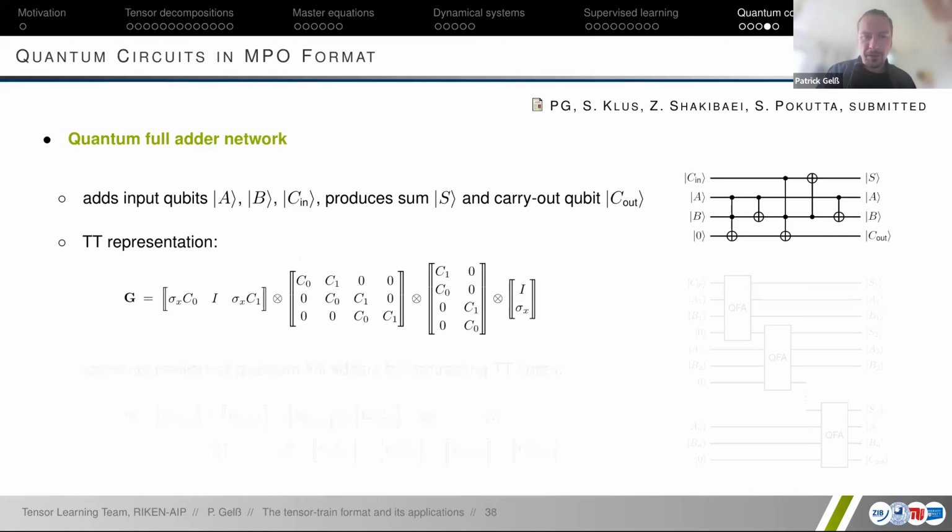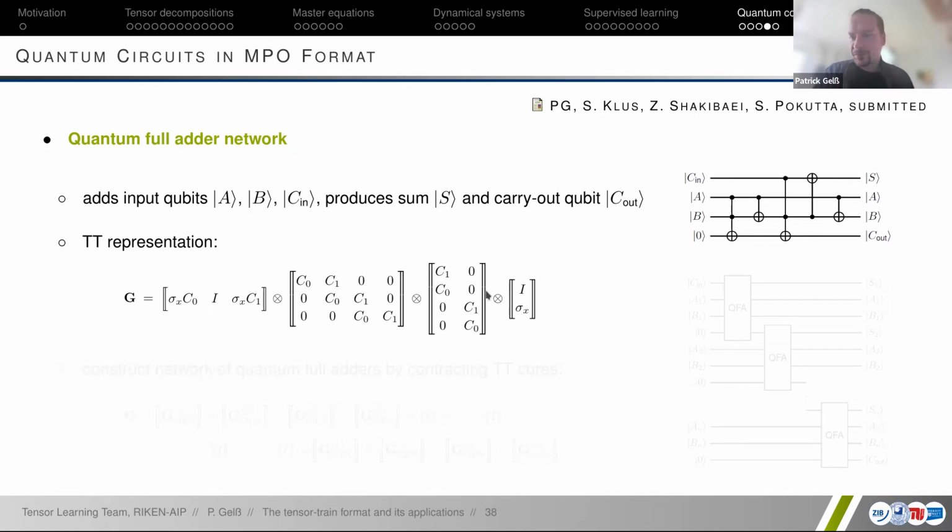One application example we considered in the paper was the quantum full adder network. The quantum full adder is one of the first basic circuits introduced into quantum computing. It just adds two qubits A and B and a carry-in qubit C_in, and produces a sum S and a carry-out qubit C_out for the next significant digit. We can write down a compact expression of our quantum circuit. So this is a single quantum full adder.